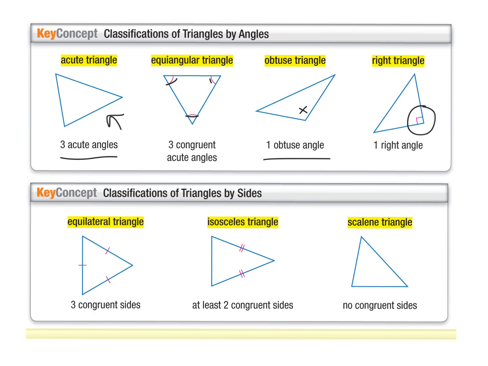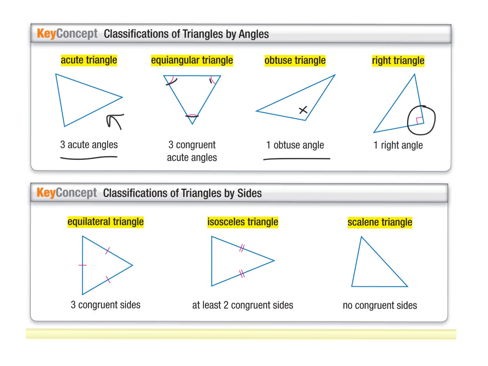Okay? Are we okay with angles? Classifying triangles by angles. Okay? So when it asks you to classify a triangle by the angles, it wants you to name one of those 4. Okay? Moving down to classifying triangles by sides.